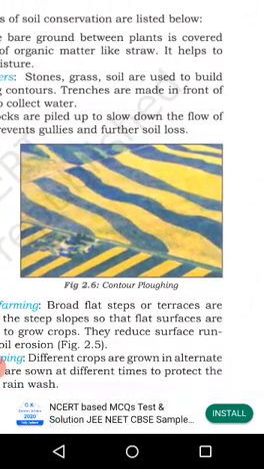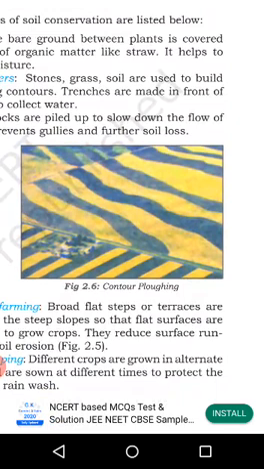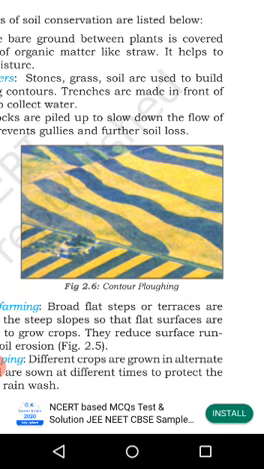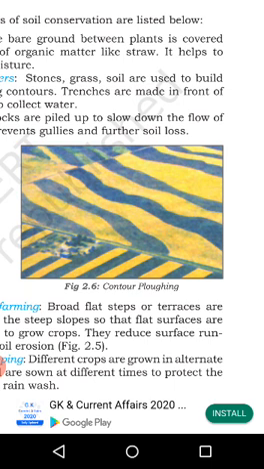Now the next one is contour plowing. As you can see in this picture, plowing parallel to the contours of a hill slope forms a natural barrier for water to flow down the slope. So it also reduces soil erosion.